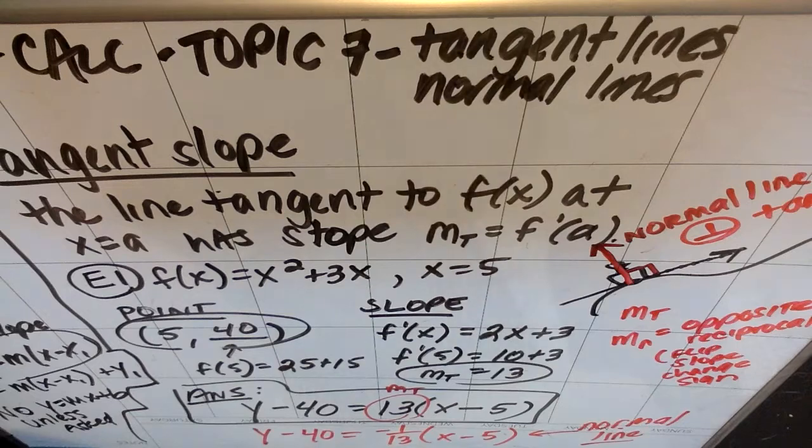Okay? Cool. So we're going to go ahead and walk through some examples of both tangent and normal lines. We have examples 2, 3, and 4 where we'll both find the tangent and the normal line, and we'll do that in the next video.